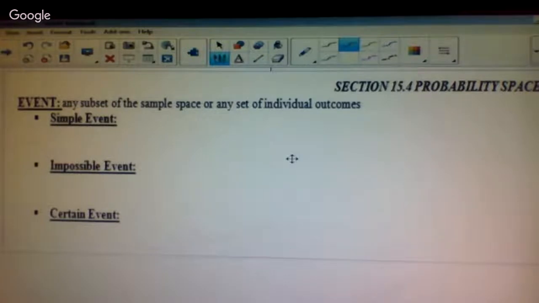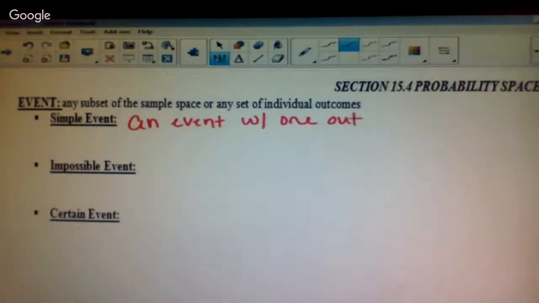We've got different types of events that can happen. The first one is called a simple event, and this is an event with one outcome. Something like you roll a die. What's the probability of rolling a 1? 1 out of 6. That's a simple event.